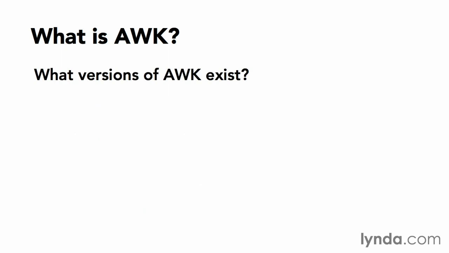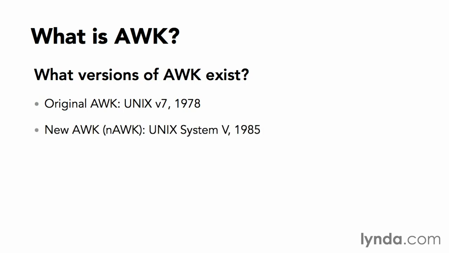The original version of AWK, just called AWK, was developed at Bell Labs and released with version 7 Unix in 1978. A version called NAWK, for New AWK, with several additional features, was released with System 5 Unix in 1985. And the GNU project developed its own version of AWK, called GAWK, in the 1990s. And as Linux has grown in popularity, GAWK has become more and more powerful. GAWK is the most common version of AWK in use today.